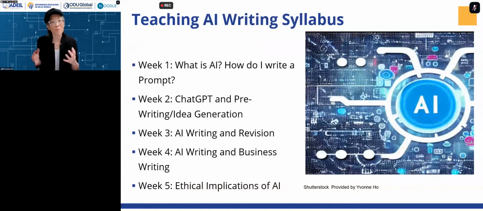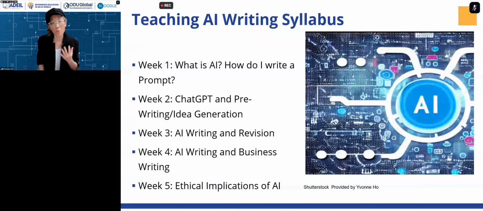Now, if you want to embrace ChatGPT, because some people go the opposite direction. They want to embrace ChatGPT. So I asked ChatGPT for a syllabus of how you would teach writing with ChatGPT. And so this is what ChatGPT wrote.